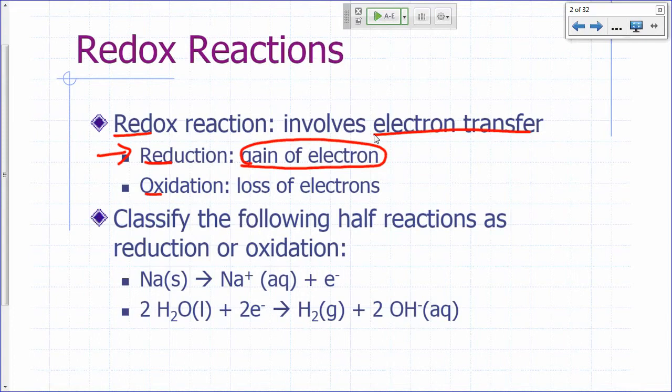Why is that called a reduction? Because you're gaining. Think of it as gaining negatives. When you add a negative, you lose, sort of, right? So reduction is a gain of electrons. Oxidation is a loss of electrons.